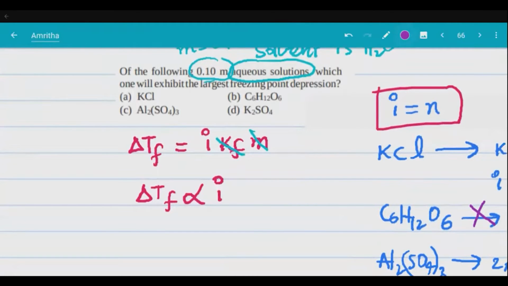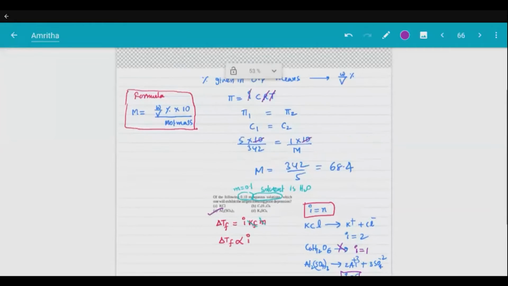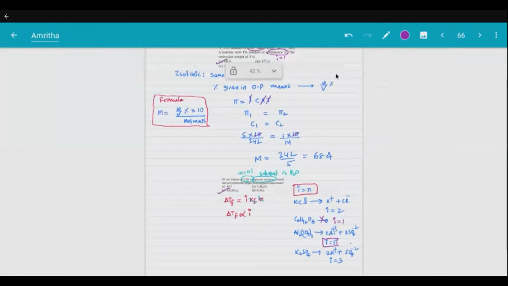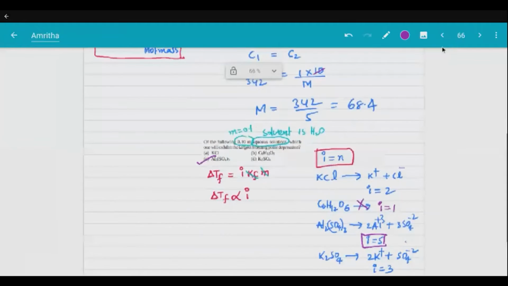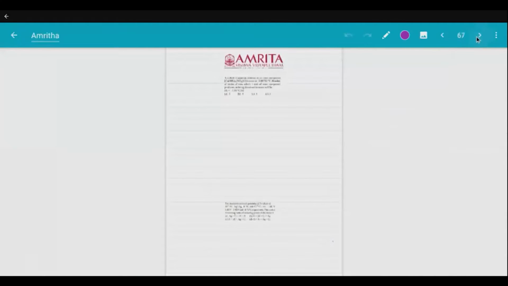You got the clarity, right? Largest freezing point depression. Where is the difference? Option C. Okay, right? So understood. We did two colligative properties. One is osmotic pressure, the other one is depression in freezing point. So I hope everybody understood this question explanation. So we'll move on to the next question now.